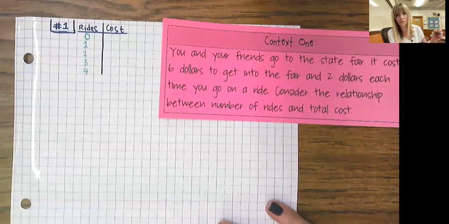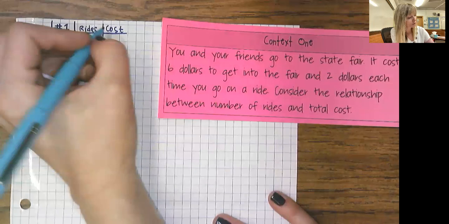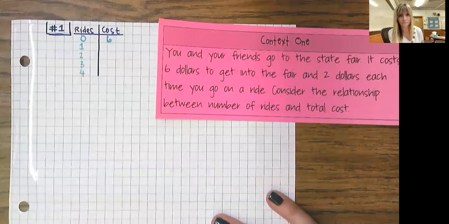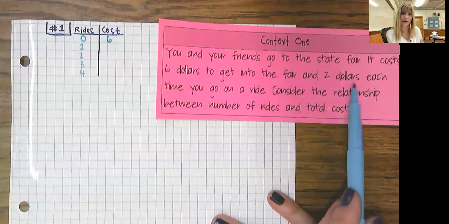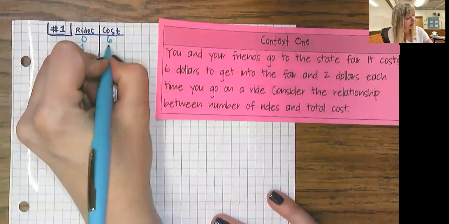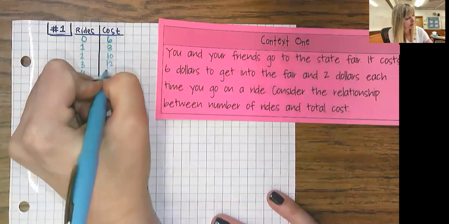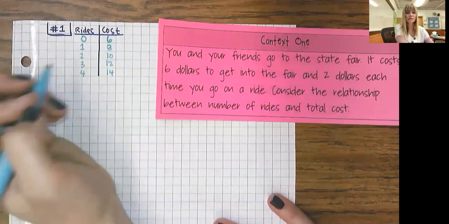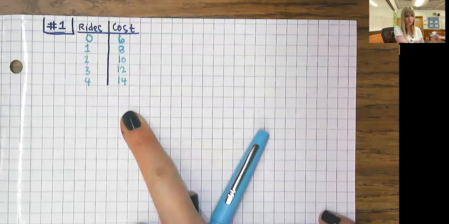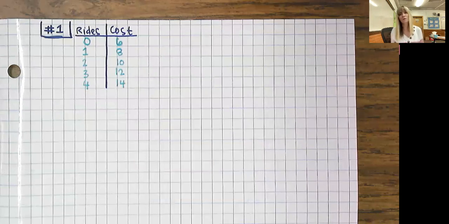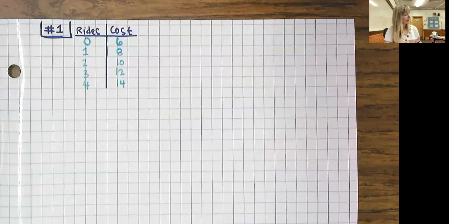If you just go to the fair and you don't ride any rides, it's still going to cost you $6 just to get in. And then every ride you ride after that is $2 more. So we are going to have a constant adding pattern of $2 per ride. This is a linear relationship, so it makes perfect sense. So what you just did is you took a linear context, a story that is a linear situation, and you turned it into a table. There's one of our representations. We have a context, we have a table. The next representation we're going to turn this into is a graph.